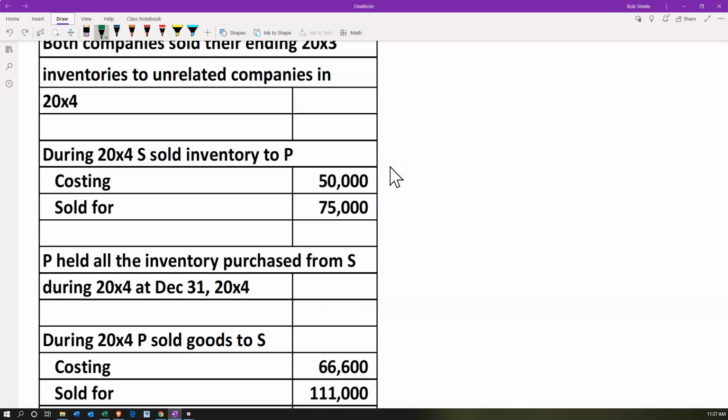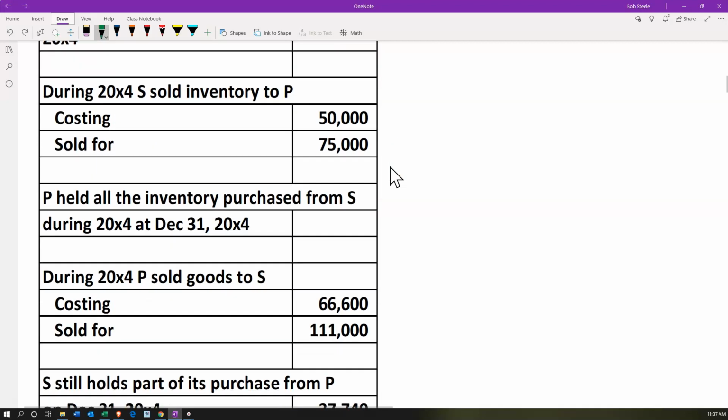So then during 2000 X4, S sold inventory to P. Now we're thinking about the current year we're consolidating, and this is what happened in the current year. S sold to P, so the subsidiary is selling to the parent. That's an upstream sale. It has a sales price of 75,000, the cost being 50,000.